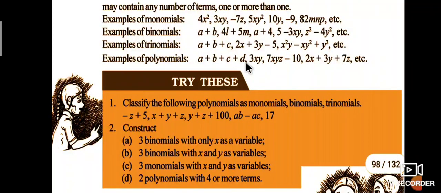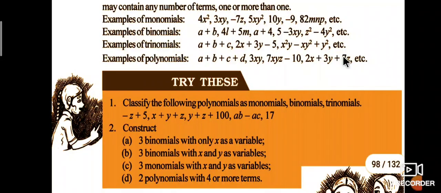a plus b plus c plus d is a polynomial because the power of the variable is a non-negative integral exponent. Therefore 3xy is a polynomial. 7xyz minus 10 is a polynomial. 2x plus 3y plus 7z is a polynomial because all variables have non-negative integral exponents. Such expressions are called polynomials.